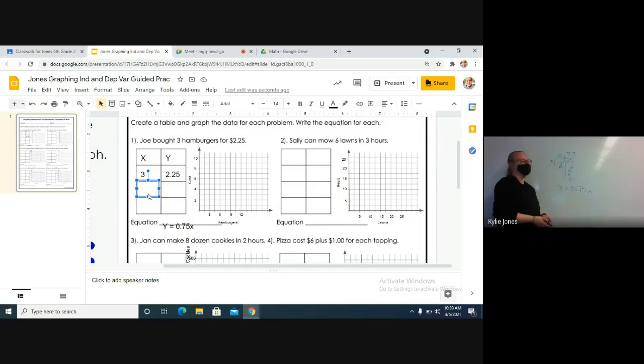75 cents. That's a cheap hamburger. I want to buy one right now. Okay. He bought 3 of them. He bought 3. Maybe they're really small. They're mini burgers.